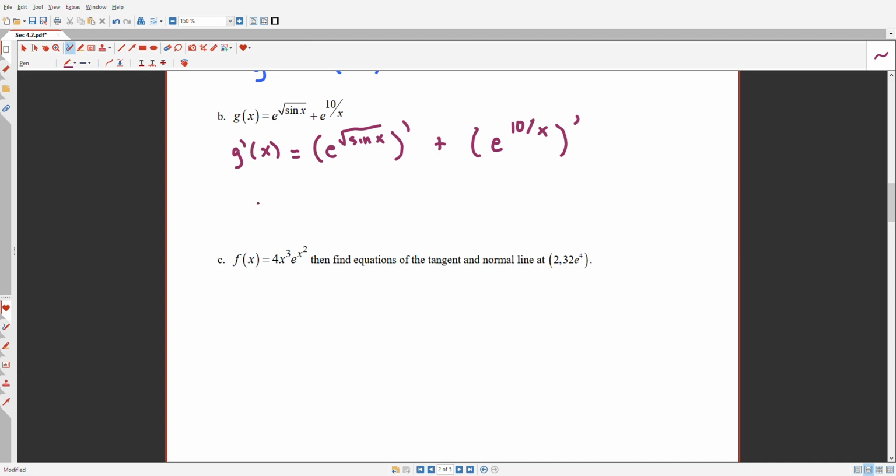Okay, but this first piece, we're going to treat this as a chain rule, right? The function that's quote-unquote on the outside is e to the blank. So that's the first thing we differentiate. So what's the derivative of e to the blank? It's e to the blank all over again. All right, so that's e to the square root of sine of x. And now I've got to multiply by the derivative of that blank stuff.